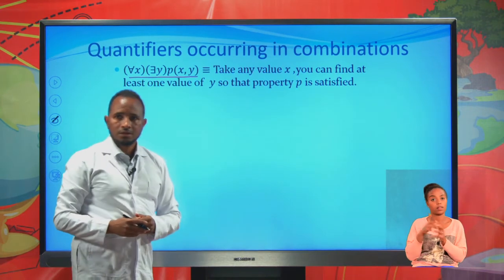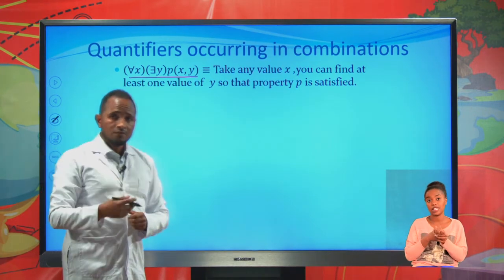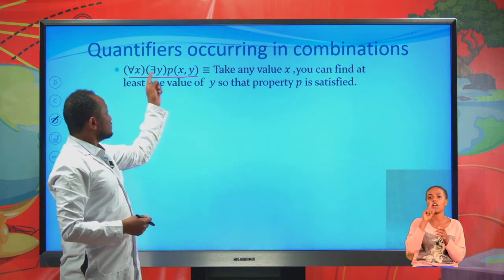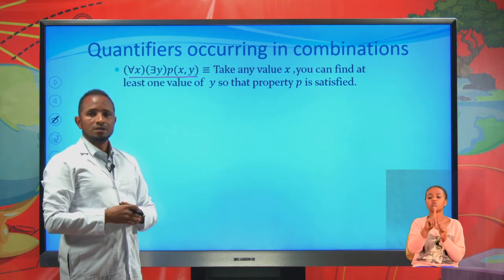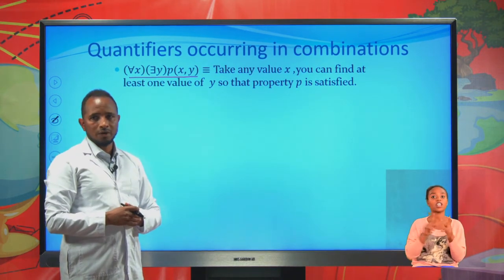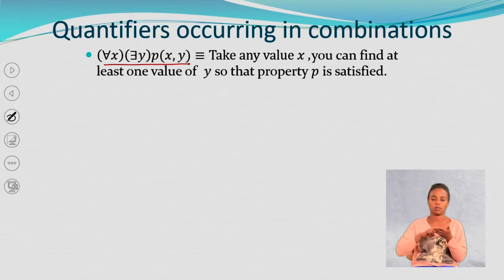This means, take any values of x, you can find at least one value of y satisfying the property P of x, y. This is the meaning of this statement. Take any value of x, you can find a value of y so that the property is satisfied. So let's see an example for this.